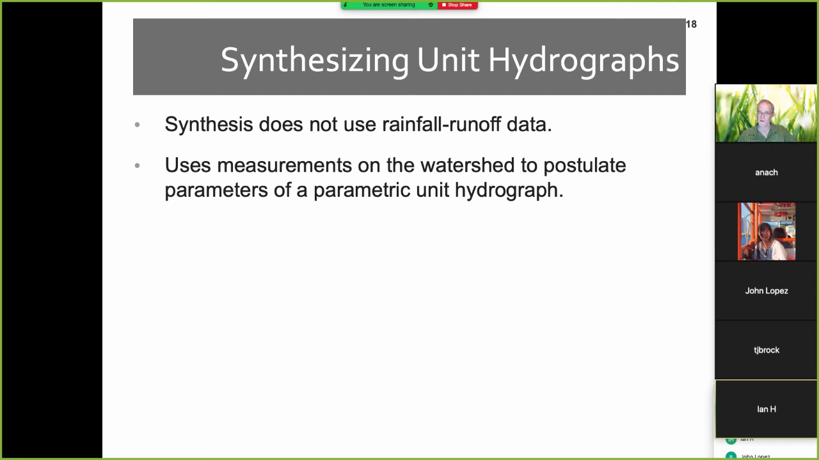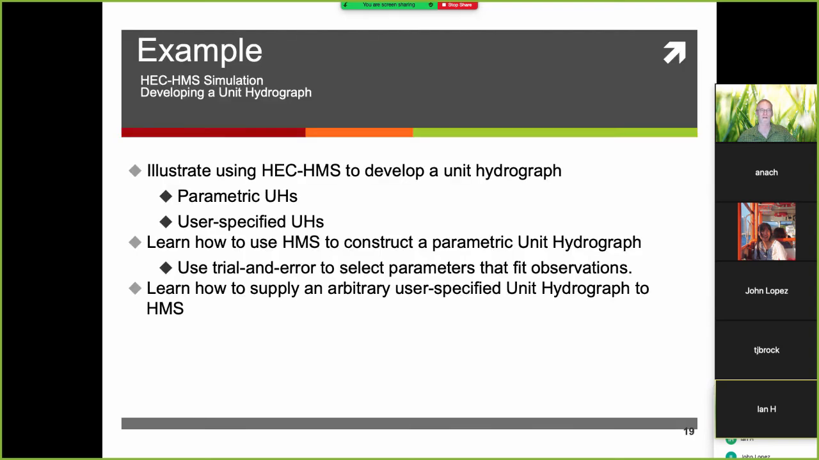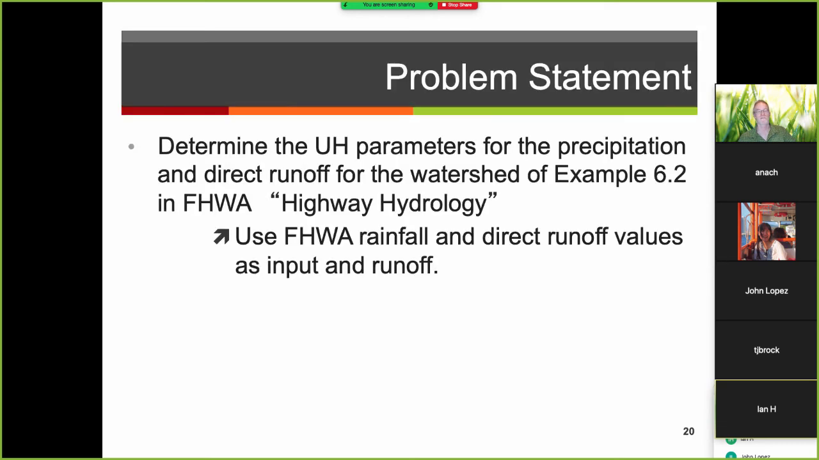Synthesis generally doesn't use data. It uses measurements on the watershed to postulate parameters of the unit hydrograph. So I'll go through the rest of the slideshow today, but we're going to do this example that's illustrated here. We'll learn how to use HMS to build a parametric unit hydrograph. We'll use trial and error using observations, and then we'll learn how to supply an arbitrary unit hydrograph to HMS.